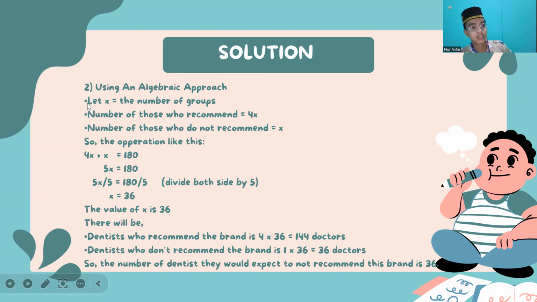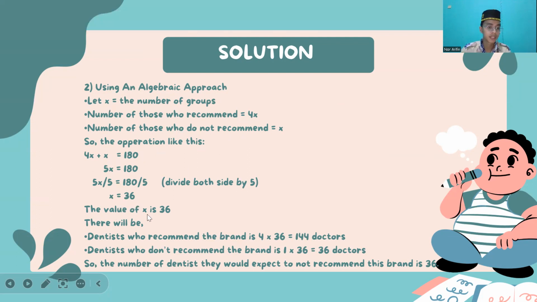Next, using the algebraic approach. Let X be the number of groups. The number of those who recommended is 4X. The number of those who do not recommend is X. So we set up the equation like this: 4X plus X is 180, and we have X is 36.